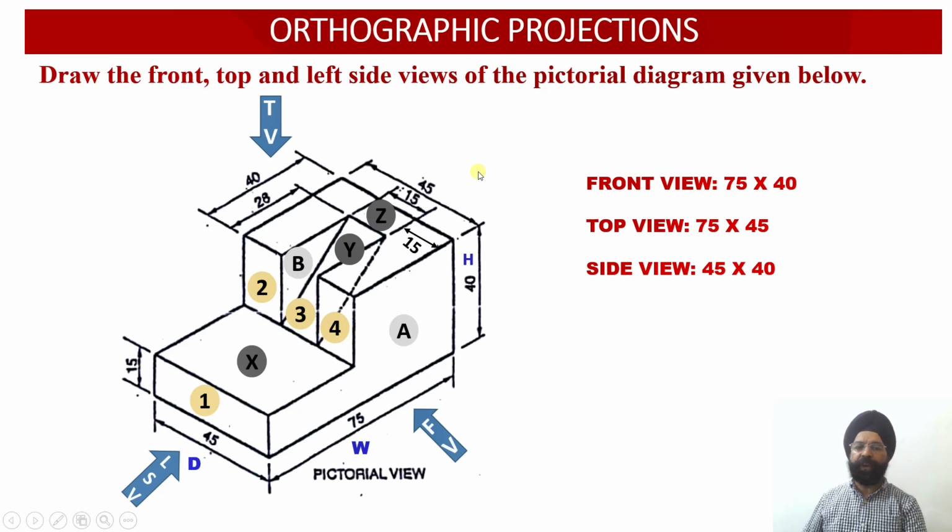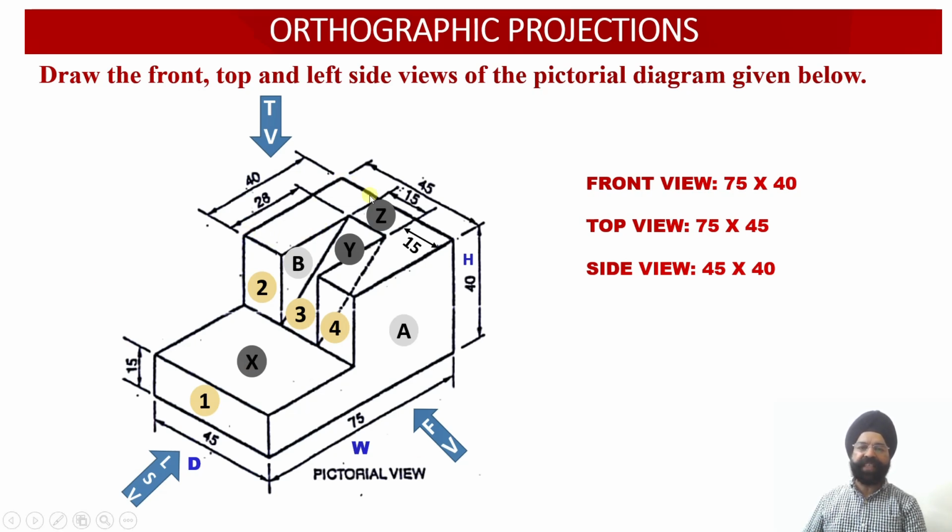Then you have the top view. In the top view, the three surfaces available are surface X, surface Y and surface Z. Surface X is the rectangular block which will be visible to us, corresponding to the top surface of the lower block. So this is the lower block and this is the top surface of the lower block. This will appear as a true shape onto the horizontal plane. The surface X will be a true shape because it is parallel to the horizontal plane.